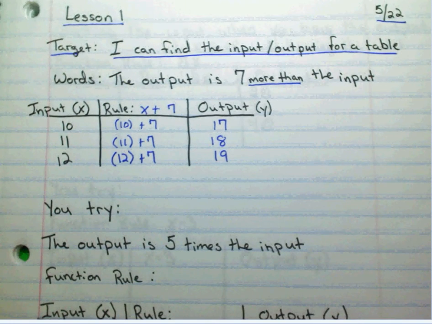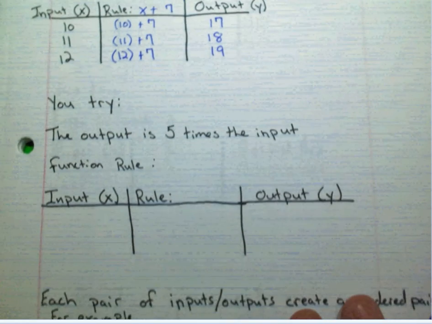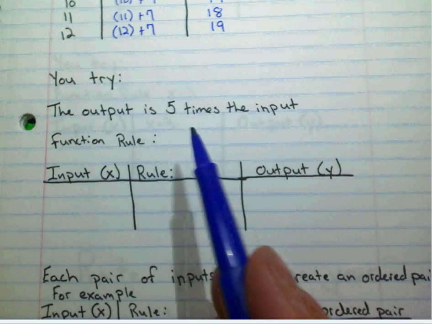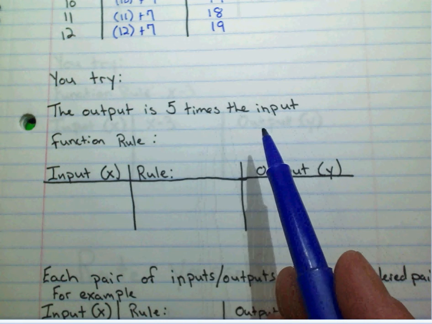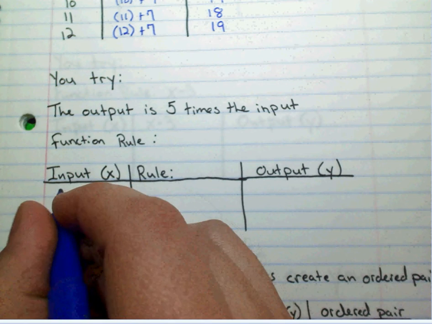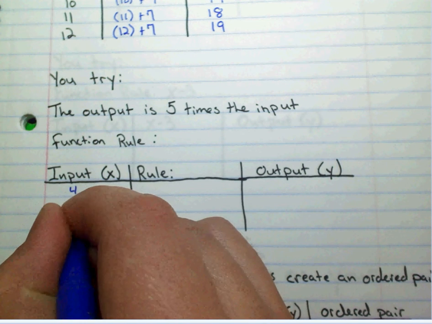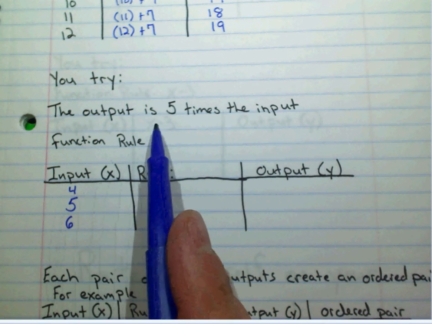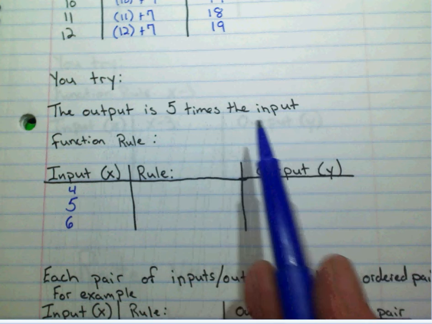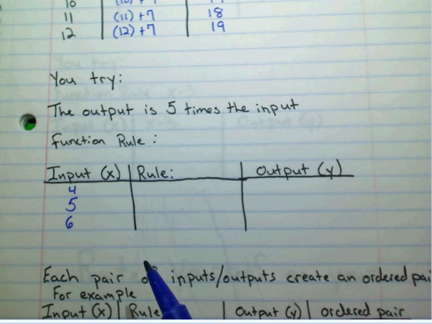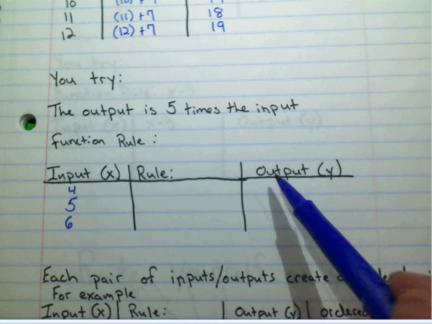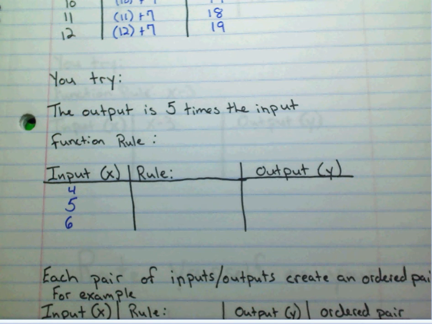Okay. I'd like you to pause it and try the you try. You try, the output is 5 times the input for the numbers 4, 5, and 6. So pause it. Try and find the rule for the output is 5 times the input, and go from there. Now, in just a second, the Edpuzzle is going to ask you to answer the question. So you're going to have to write down the output, 1, 2, and 3. Ready? Go.